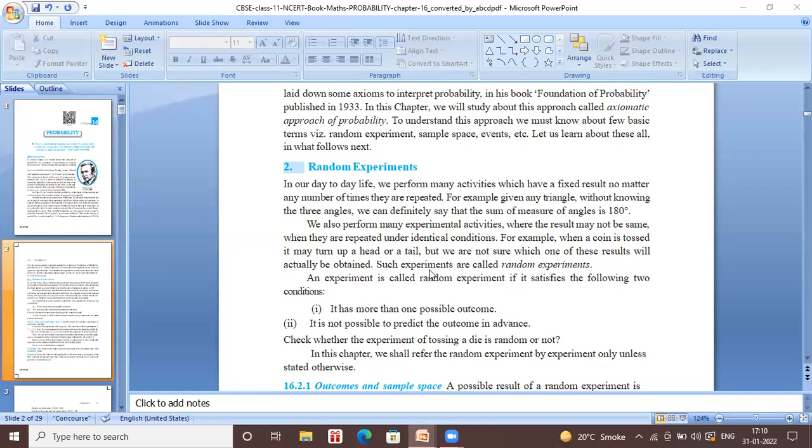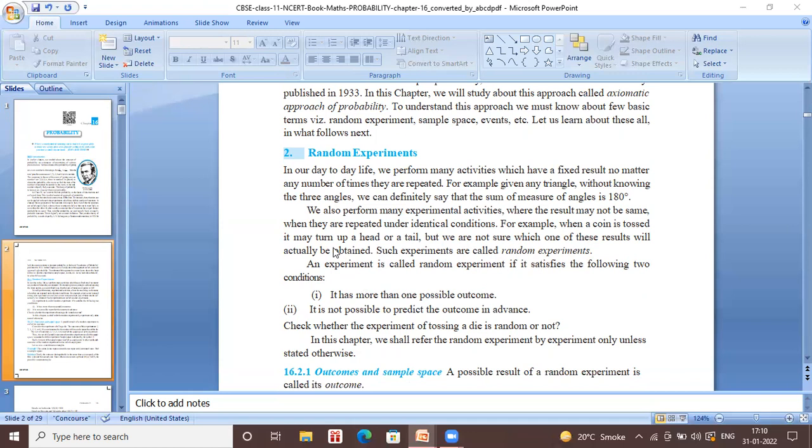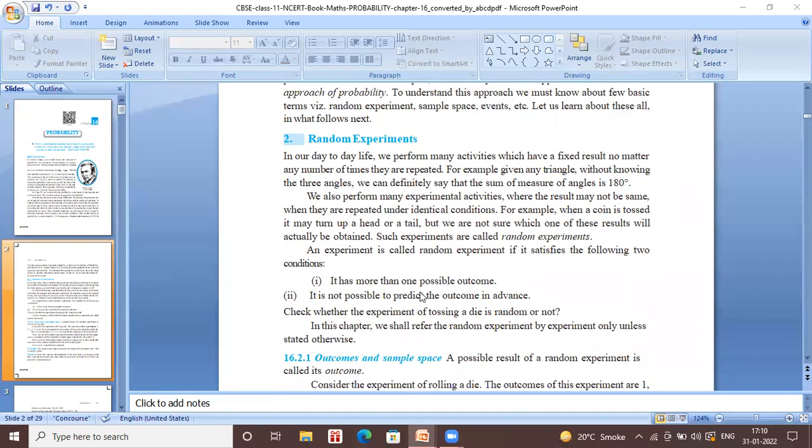Such experiments are called random experiments. Here, there are two conditions for a random experiment. The first is that it has more than one possible outcome. For example, a coin is tossed, it has two faces, head or tail.